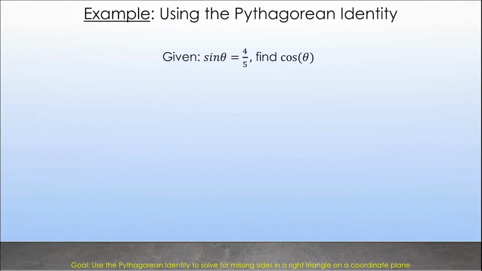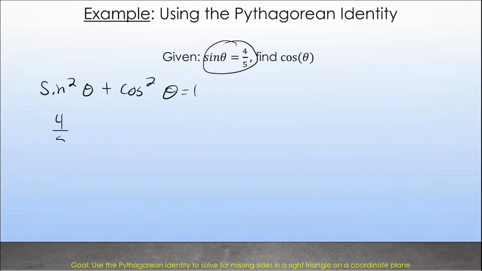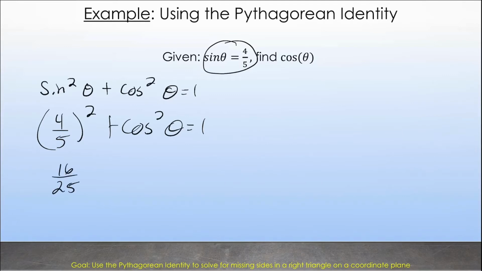It says, using the Pythagorean identity, given that the sine of theta equals 4/5, find the cosine of theta. So I know sine squared theta plus cosine squared theta equals 1. I know sine of theta is 4/5, so I'm going to say (4/5) squared plus cosine squared theta equals 1. I'm going to square this, and I get 16/25.